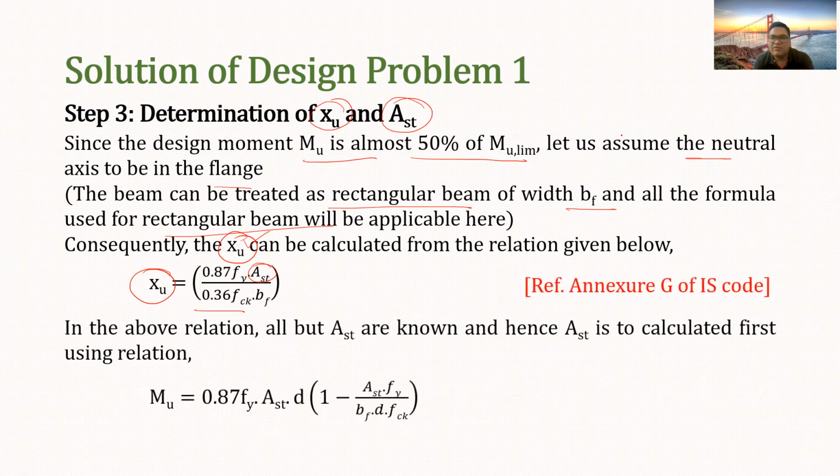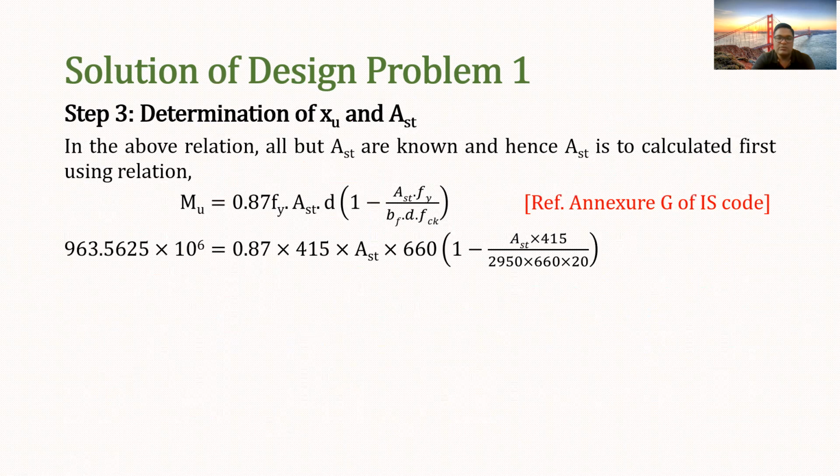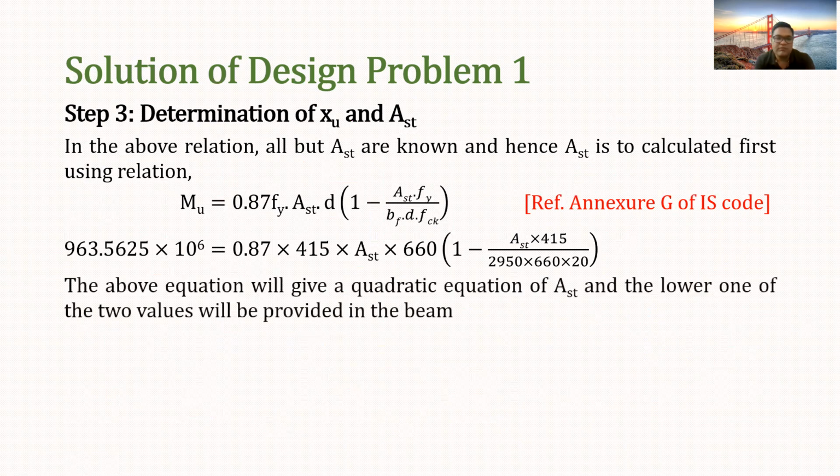As we have assumed that the neutral axis lies in the flange, and we know that our section is under reinforced, we can use the moment of resistance formula for the under reinforced section. This is the formula that we generally use to calculate the moment of resistance of an under reinforced section. In this, MU is already calculated in step 1, Fy is given, D is given, all the values except AST are known.